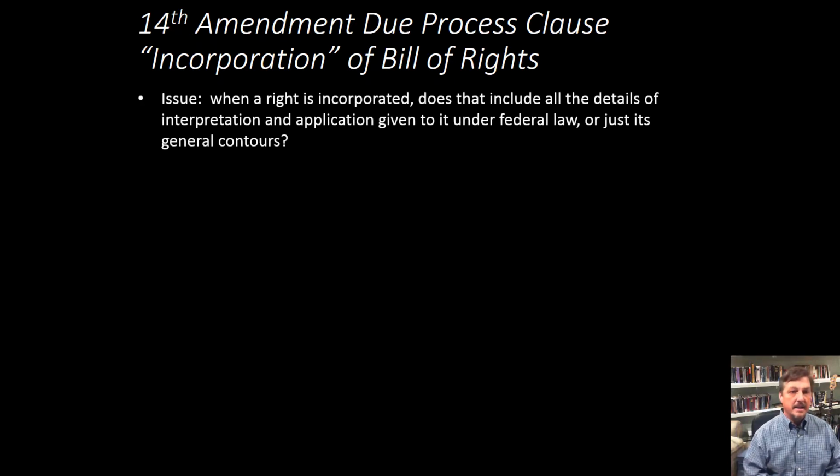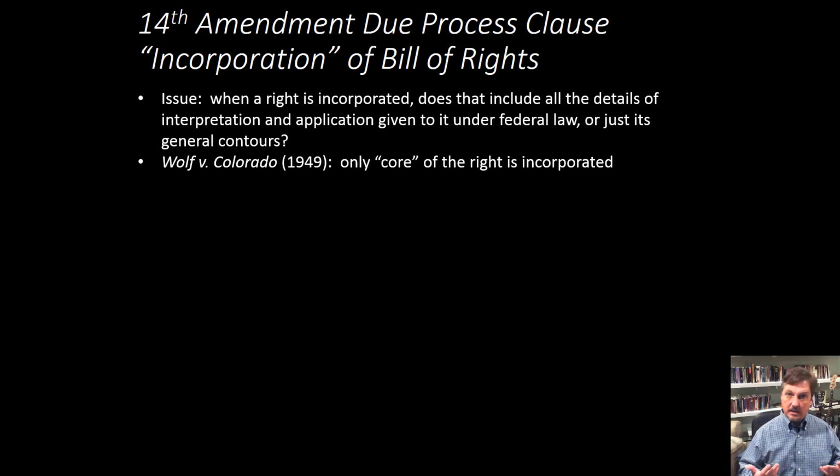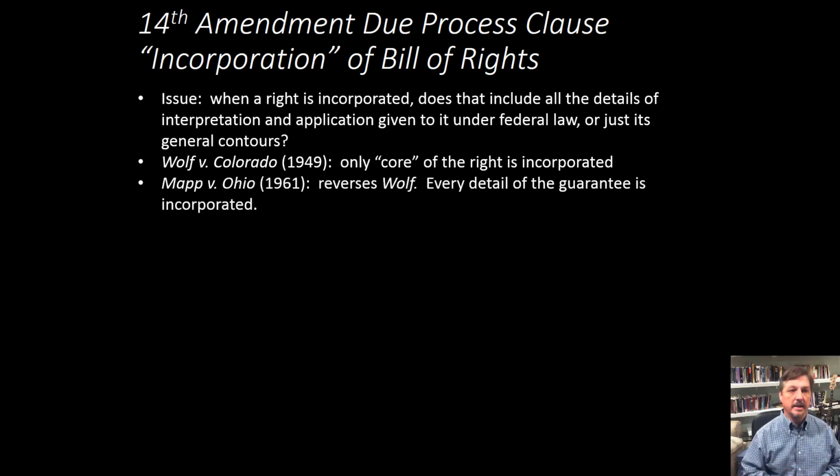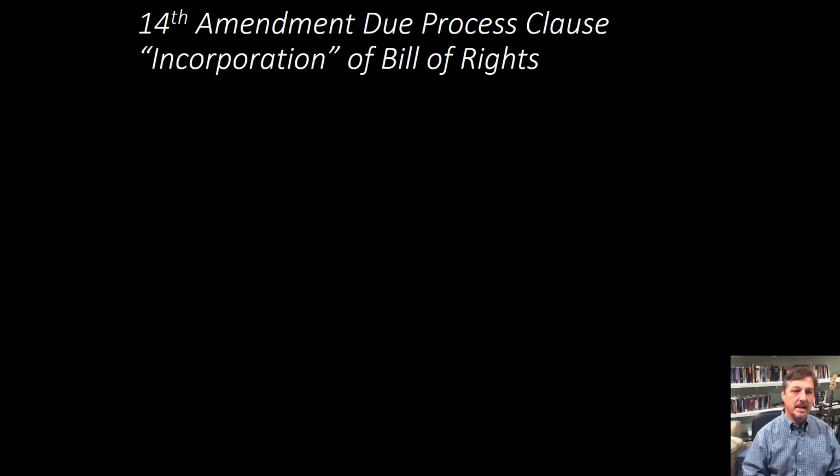The question then is, once the court decides that a provision of the Bill of Rights is incorporated, what does that mean? Does it include all the details of all of the federal jurisprudence around that or not? And Wolf v. Colorado had said in 1949 that only the core of the right is incorporated, but Mapp v. Ohio in 1961 reverses Wolf and says, once it's incorporated, every detail of the guarantee is incorporated as against the states.